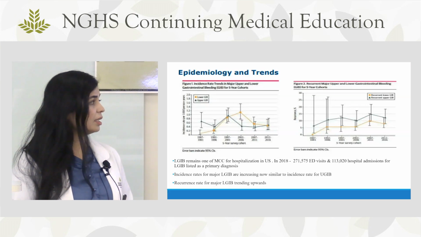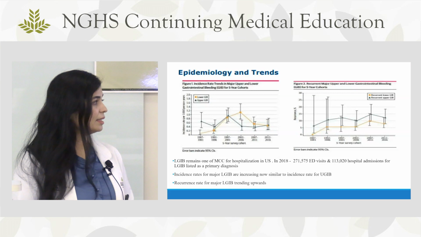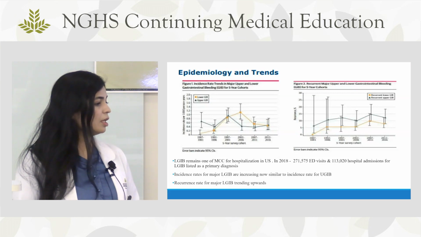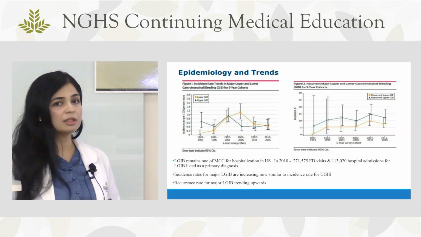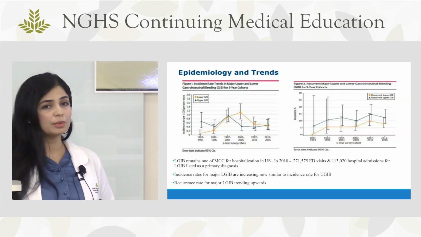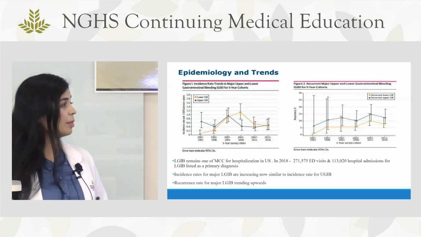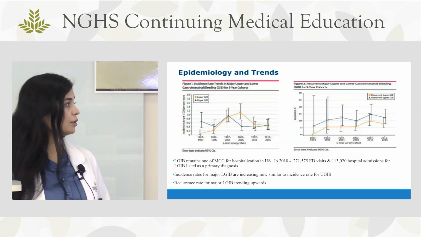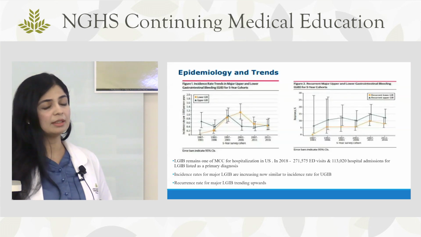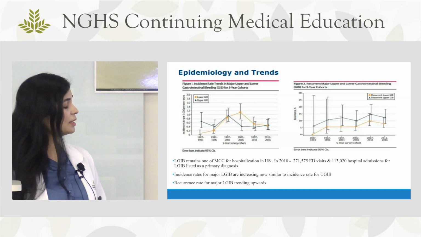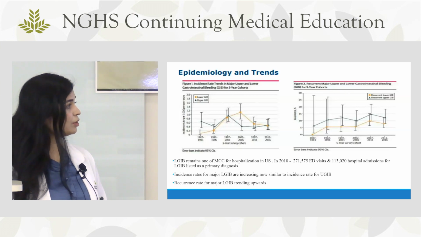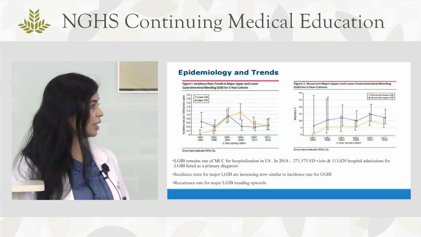So basically in the United States in the year 2018, you had roughly 272,000 ED visits for patients coming in for lower GI bleed. About 115,000 of these were admitted with lower GI bleed as their primary diagnosis. So a significant number of patients admitted with lower GI bleed.